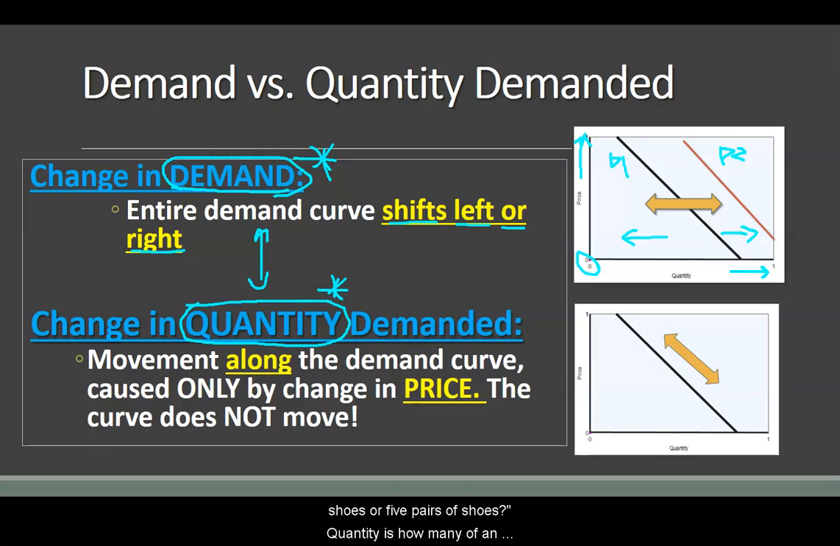Quantity is how many of an item or how much. So this is the movement along the demand curve. This is caused only by change in price. The curve itself does not move. So this line right here is going to stay here. The only difference is maybe I have a dot on the line here or a dot on the line here. Depending if it increases or decreases, it's going to slide along the line, but the line itself does not change, and that's the big difference.